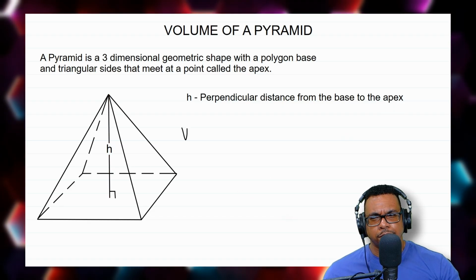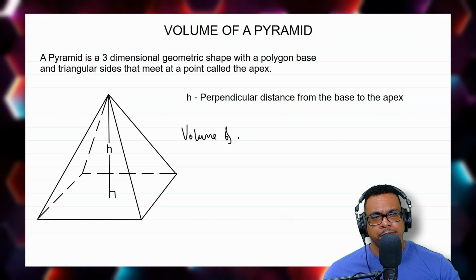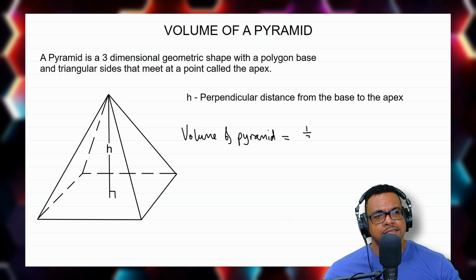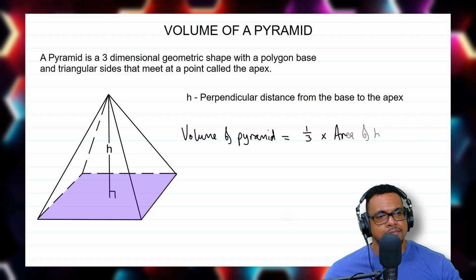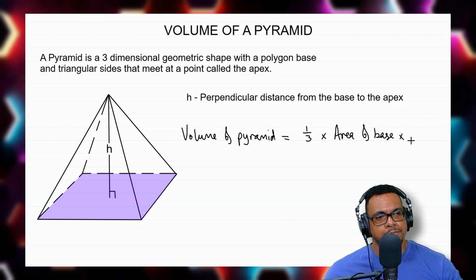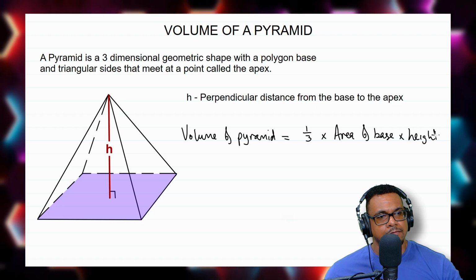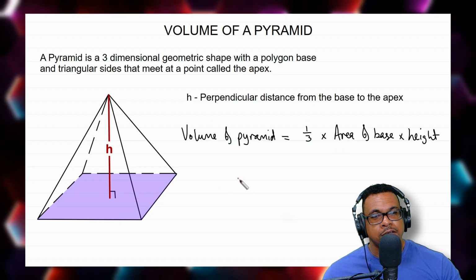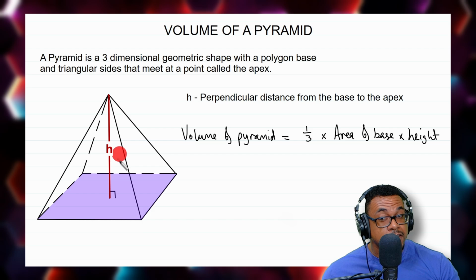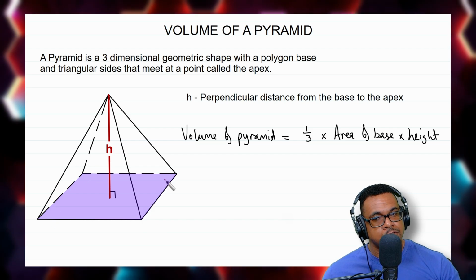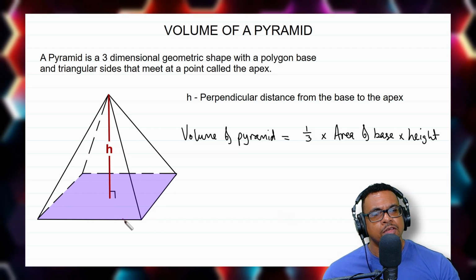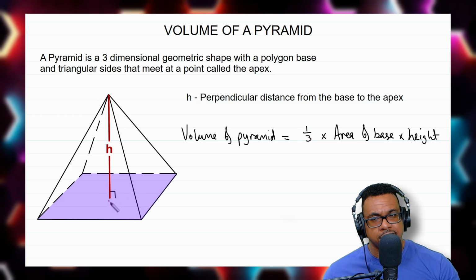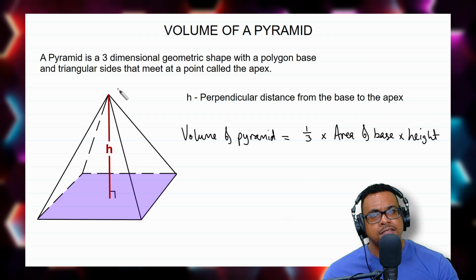So I'm going to write volume of pyramid is equal to 1/3 multiplied by the area of the base multiplied by the height. So this would be a general formula for any pyramid, because the only thing we'll be changing with the pyramid is the shape of the base. So once you know how to find the area of the base, you multiply it by 1/3 and also by the height of the pyramid, the perpendicular distance from the base to the apex.